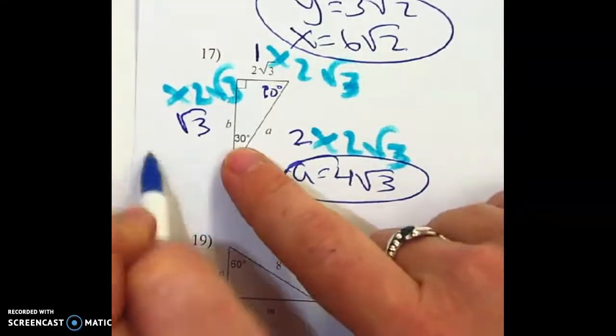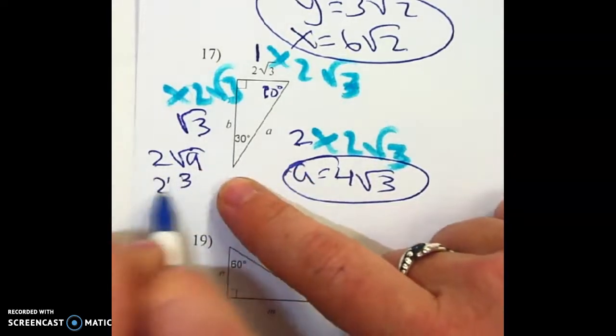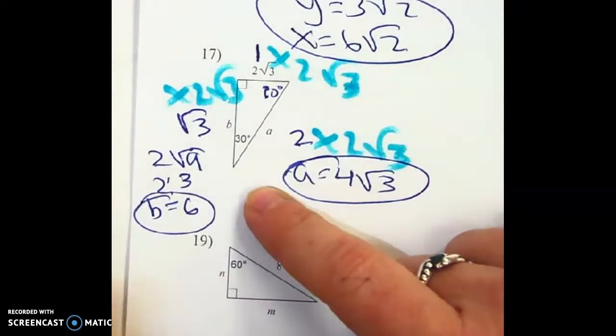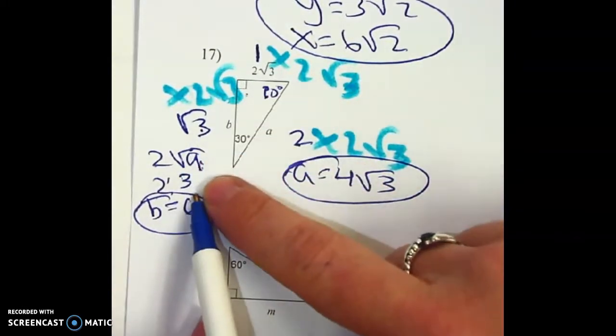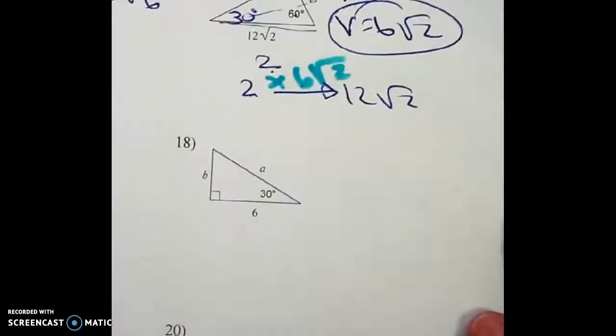This one is 2 rad 9, but the square root of 9 is 3, times 2 is 6. So let me do that again. Rad 3 times rad 3 is rad 9. The square root of 9 is 3. I can actually do that one. And 2 times 3 is 6. Let's go to the next one.